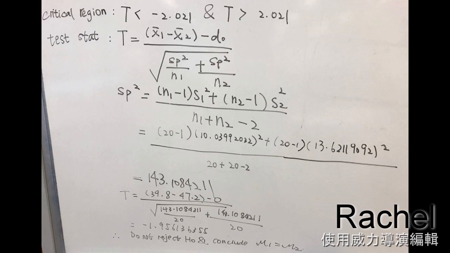The mu1 and mu2 are 39.8 and 47.2 respectively, with the difference of mean being 0, and the SP square is 143.1084 and divide by 20. And so we can have the t value as negative 1.95. So the conclusion is we will not reject the hypothesis and conclude that mu1 is equal to mu2.